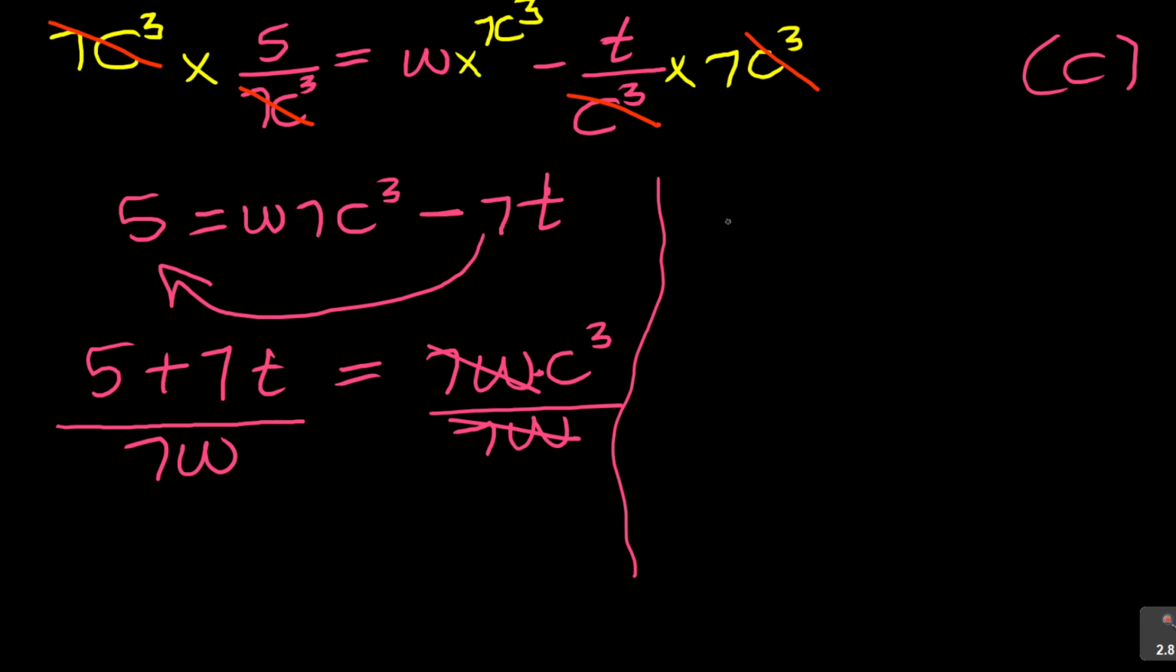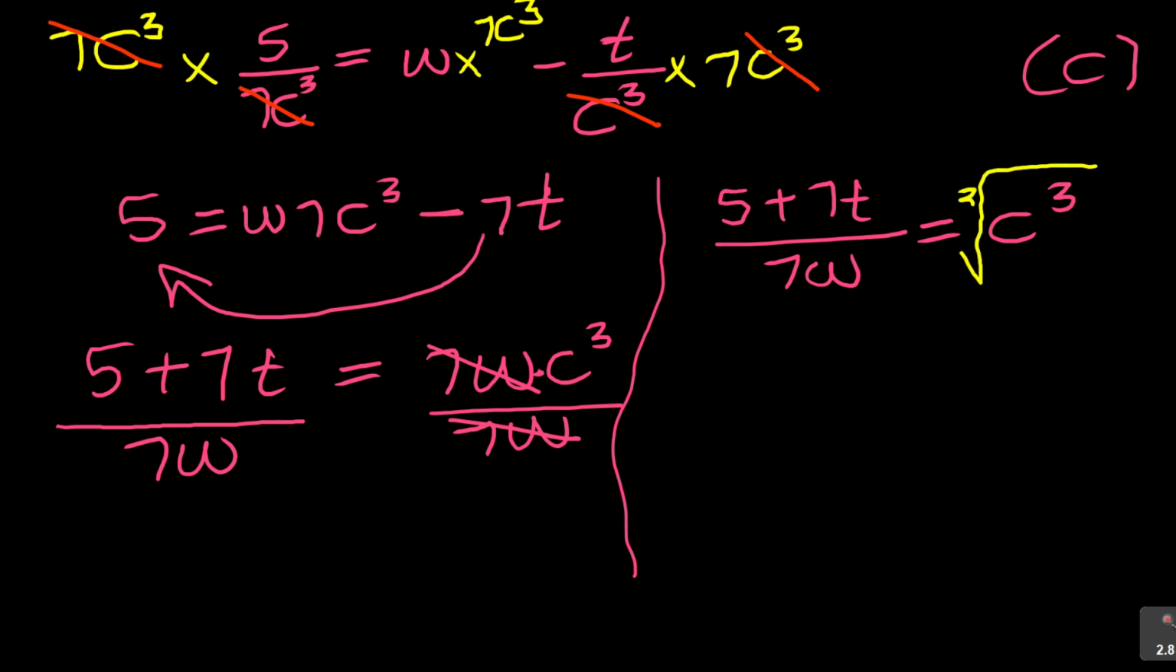Let me do this. We have got 5 plus 7t over 7w is equal to what? Is equal to c to the power of 3. We're almost there, guys. How do you finalize this? Not difficult. If it's a power, what you do is put a cube root here. You see? And what you do on the left, you do on the right. You also put a cube root there. That's how you do it. Then you get your c.